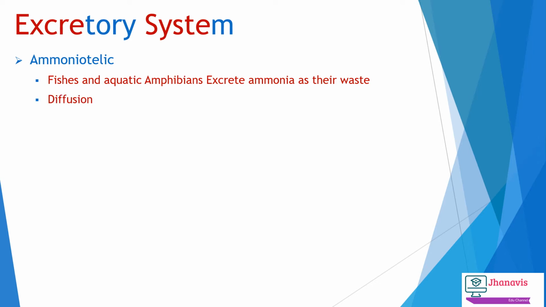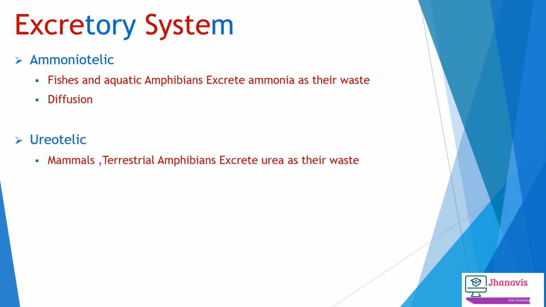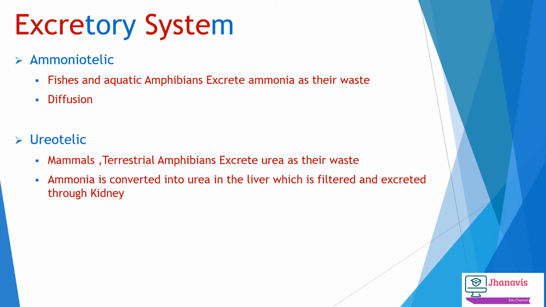Next, we will talk about another type of organisms which possess another type of excretory system called ureotelic organisms. As examples of ureotelic organisms, we take mammals and terrestrial amphibians. They excrete urea as their excretory product. Here, ammonia is first converted into urea in the liver, which is then filtered and excreted through the kidneys.